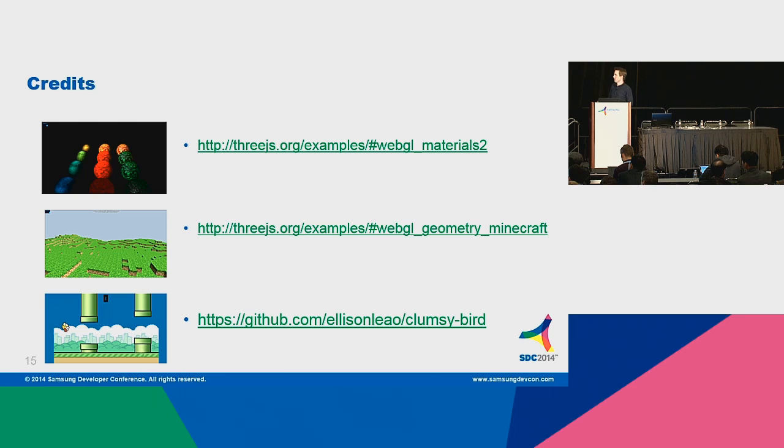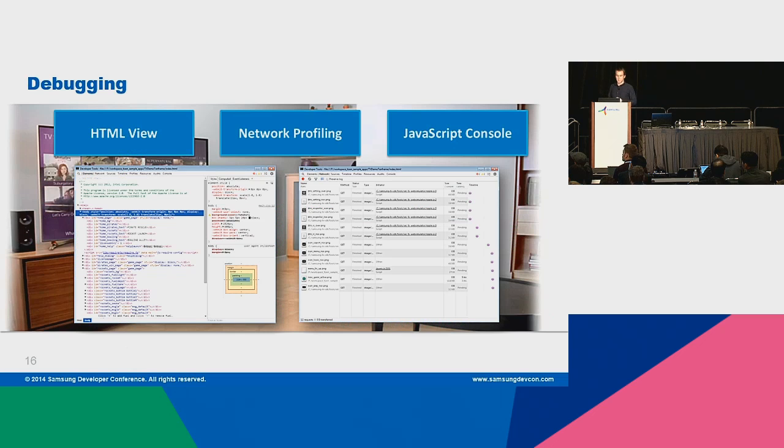So just to give some credit, the 3JS examples are taken from the 3JS website. And I didn't show you the Clumsy Bird one, but there's a GitHub app that I also ported there. So debugging, we also support debugging functions. Of course, very popular, very useful. We support HTML view, network profiling, JavaScript console. Basically anything you get with the web inspector, debugger, we support here, all right?